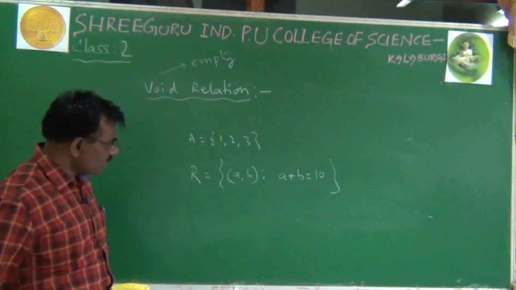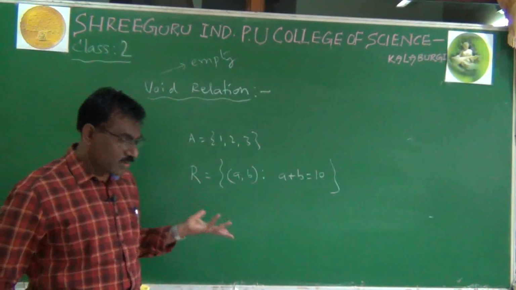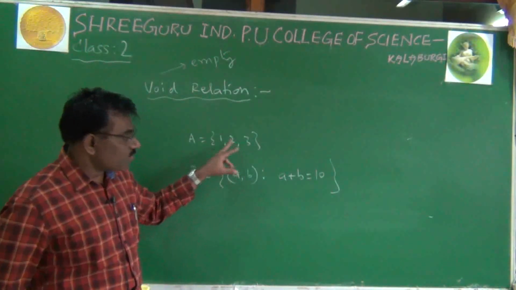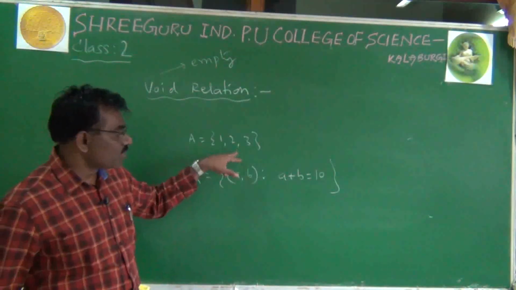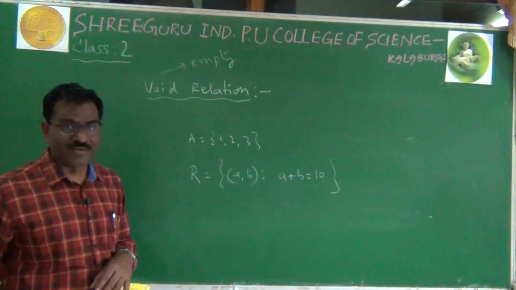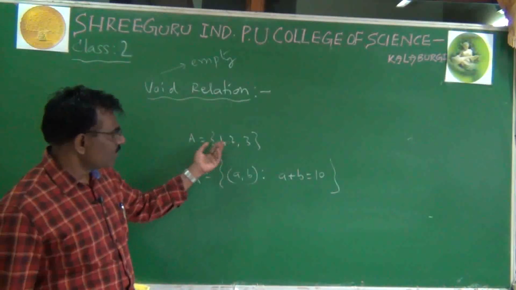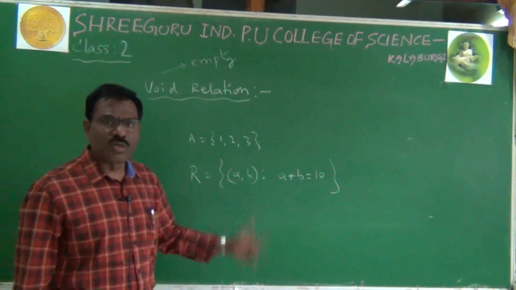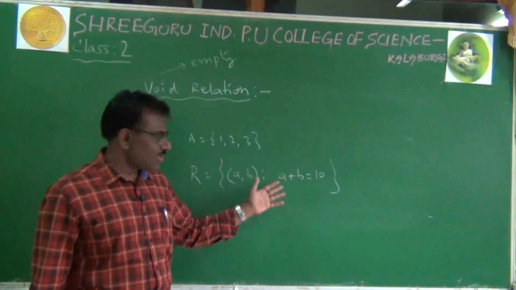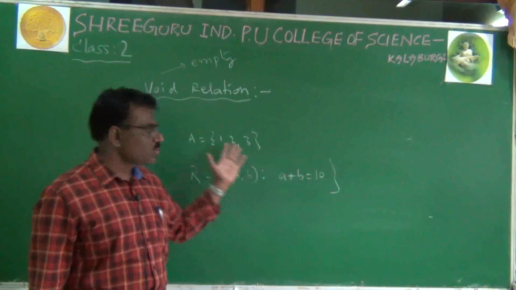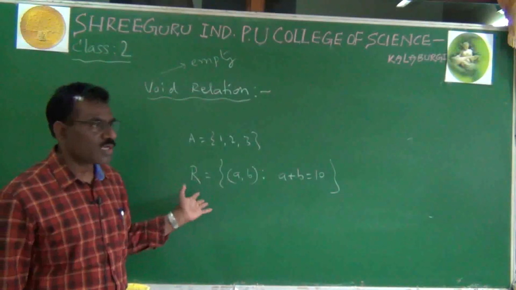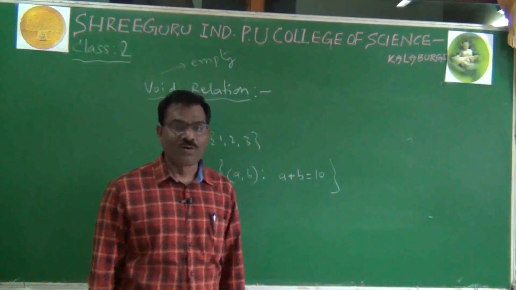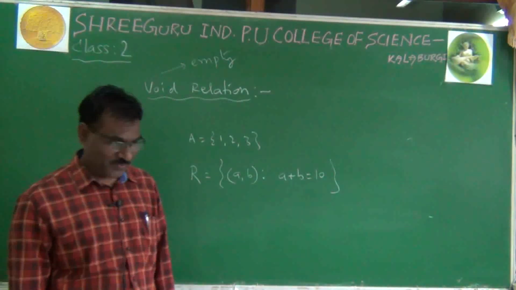Why are you calling this a void relation or empty relation? Because no sum of two numbers is equal to 10. You take any two elements and add them, it's not possible. 10 does not come. A plus B equal to 10 is not possible in this set. So this relation R is called an empty relation or void relation.